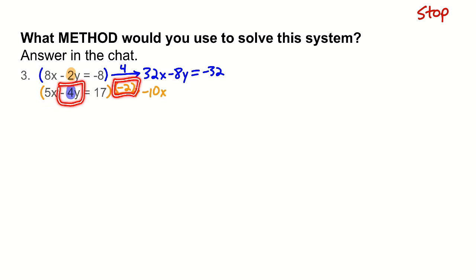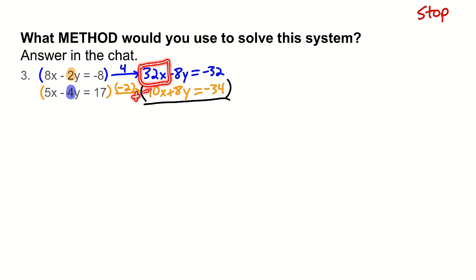-4y times -2 is +8y. And check that out. A negative and a positive. I'm going to be able to add those together. Equals 17 times -2 is -34. Now I can take those 2 equations and add them together.